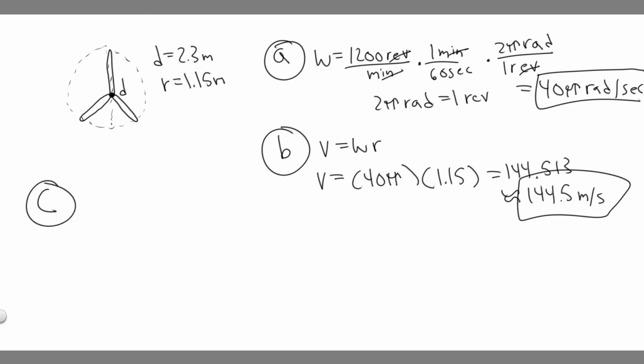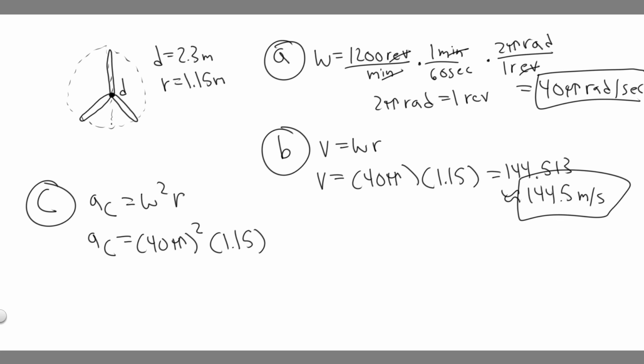So for C, now what we're trying to do is solve for the centripetal acceleration. So the way we do that is by using this formula. a sub c is equal to omega squared times r. So we're going to be finding the centripetal acceleration at the same angular velocity, so 40 pi radians per second. And then we just plug in the radius, and then that'll give us what we're looking for. So omega is 40 pi. So 40 pi squared multiplied by r, which is 1.15. So go ahead and plug this in.